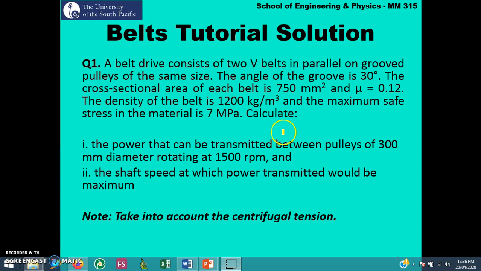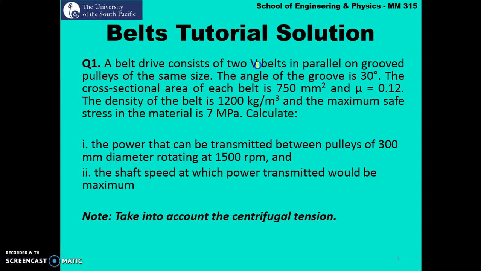Let's look at the belts tutorial. For question 1, it says that a belt drive consists of 2 V-belts. So this is very important. We have 2 V-belts in parallel groove pulleys which have the same diameter. Same size means same diameter.